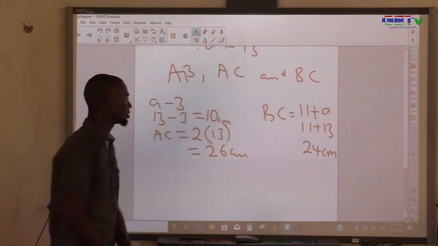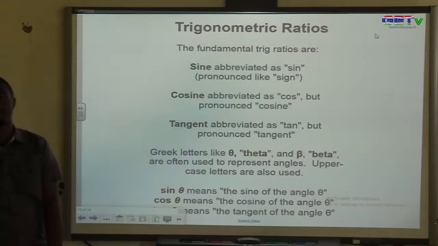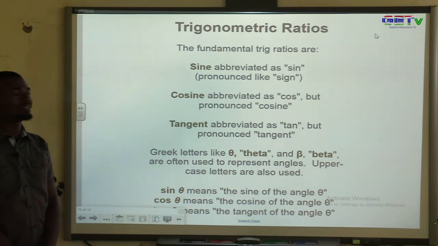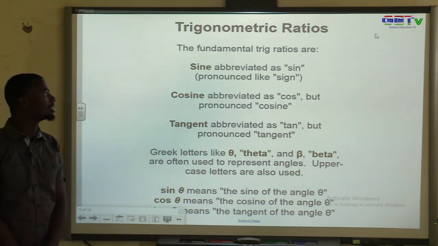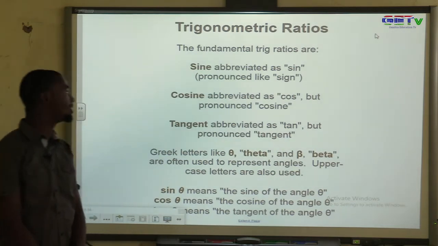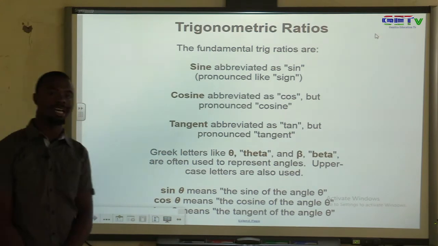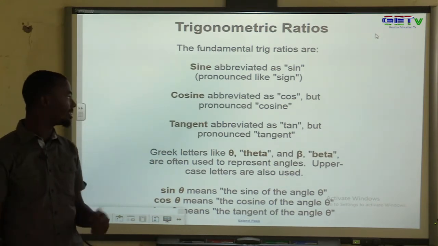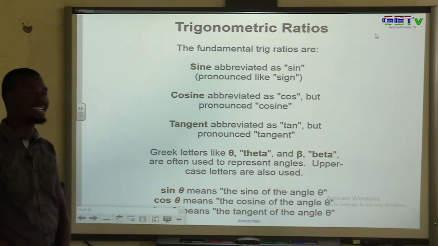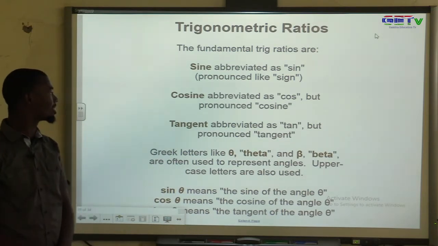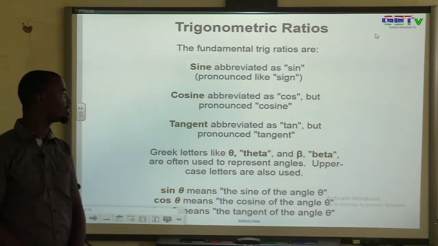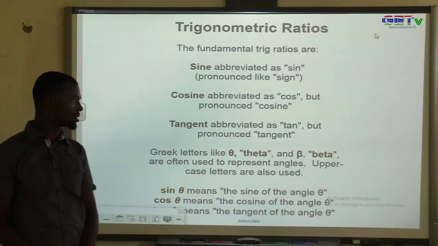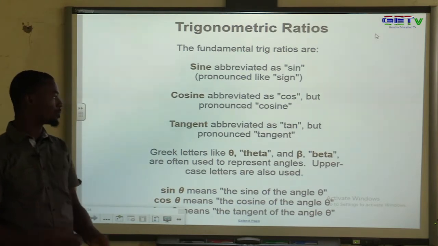Now we go to the topic proper. Now we move on to the lesson proper. The lesson is trigonometric ratios. So the fundamental trig ratios are sine, which is abbreviated as sin, pronounced sine. Then the other one is cosine, also abbreviated as cos, but pronounced as cosine.